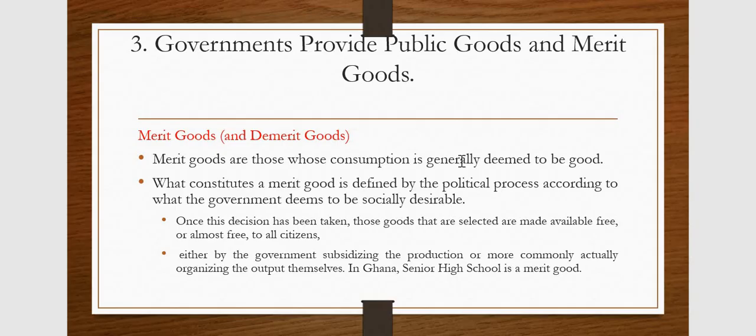And sometimes the government can also make you enjoy it for free, or sometimes pay a little portion of the price of the product, then you enjoy the good.